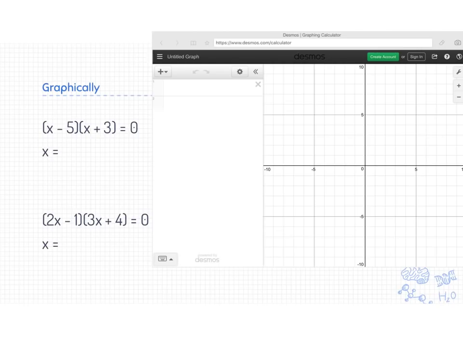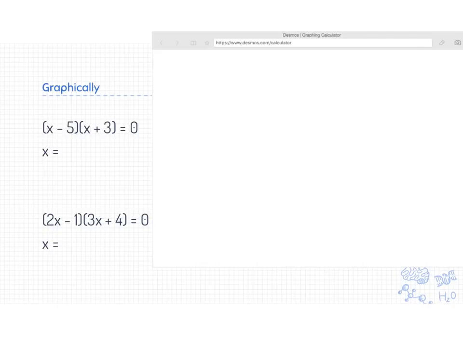Alright, so let's take a look at how this looks graphically to give us a little bit of an idea. We showed a little bit of this when we did the activity of will it hit the hoop. And so looking at our first equation that we had factored, let's graph that using Desmos here. So we get x minus 5 and x plus 3.